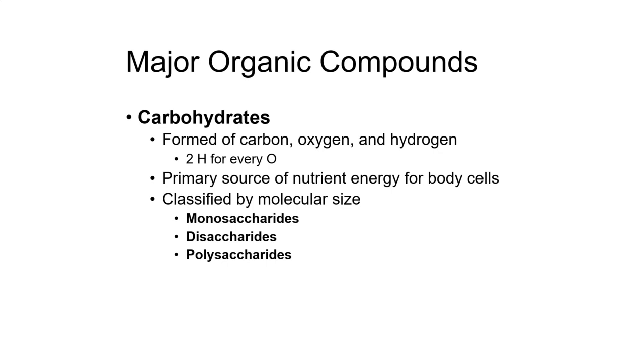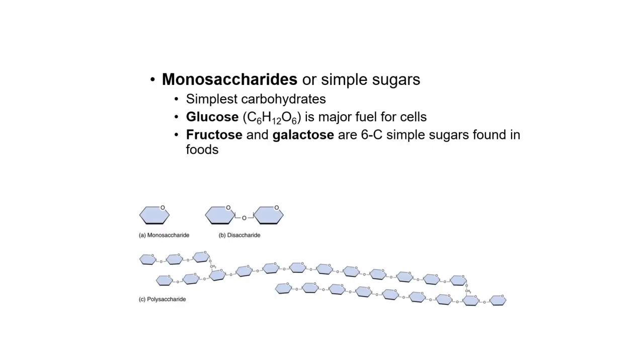They are a primary source of nutrient energy for our body cells, and they can be classified depending on how they're set up. So we have monosaccharides, disaccharide, and polysaccharide. Saccharide meaning sugar, mono meaning simple, monosaccharide, simple sugar. They are the simplest of carbohydrates, such as glucose, fructose, and galactose. Okay?